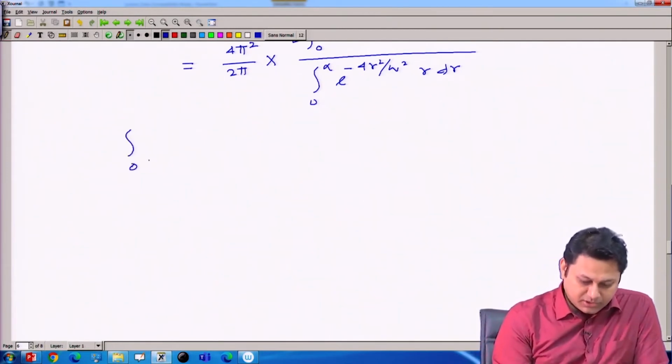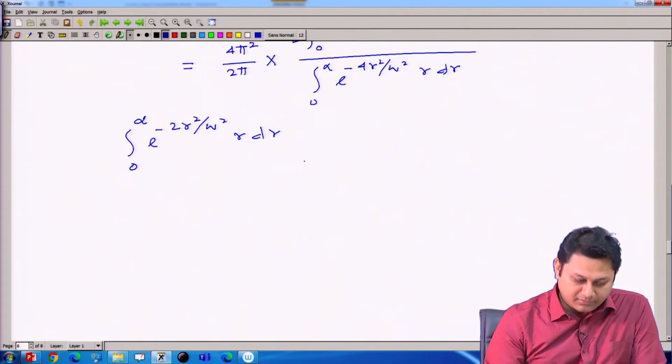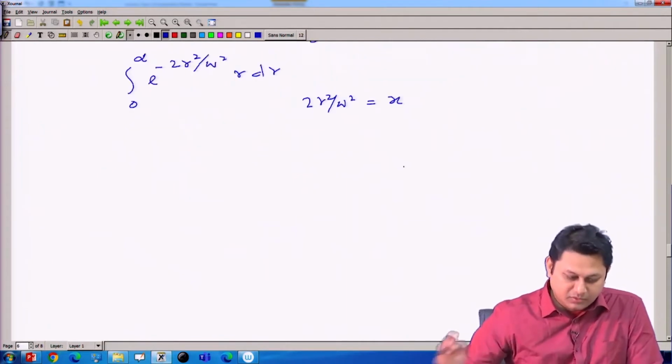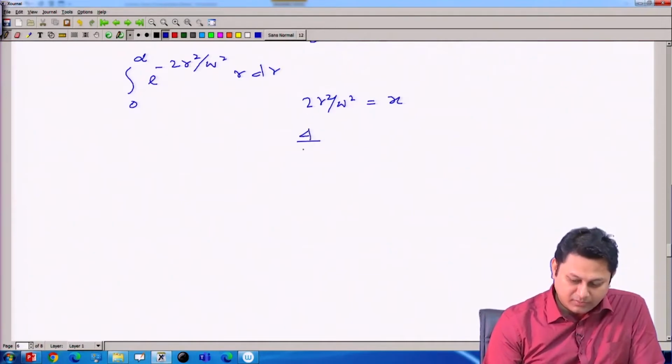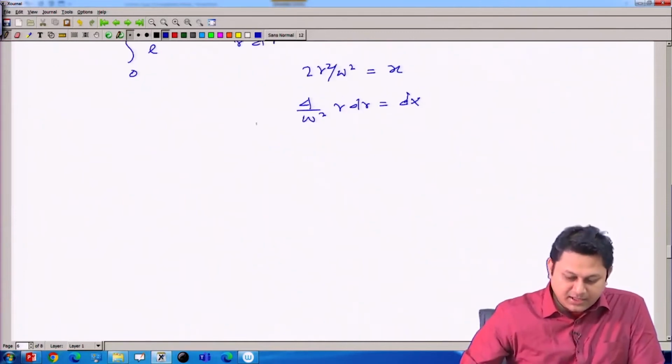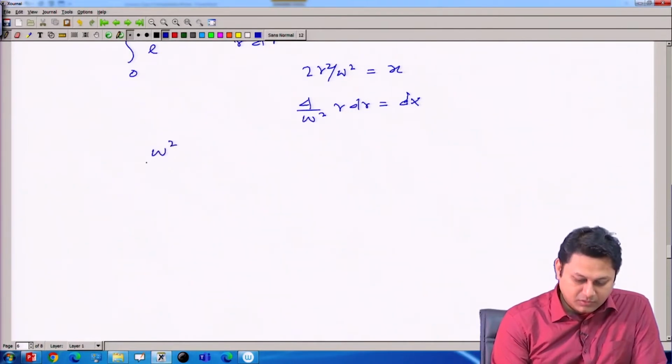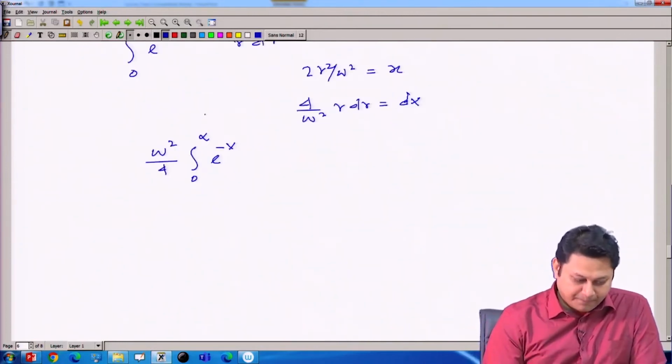So, if I now integrate this portion quickly, let us do that. e to the power of minus 2 r square divided by w square, r dr. So, I can choose 2 r square divided by w square as a new variable x, so that I can have 4 r dr divided by w square equal to dx. Now, we are going to put this dr here. So, simply the equation will be w square divided by 4 integration 0 to infinity e to the power of minus x, because this portion I take x, and then dx.